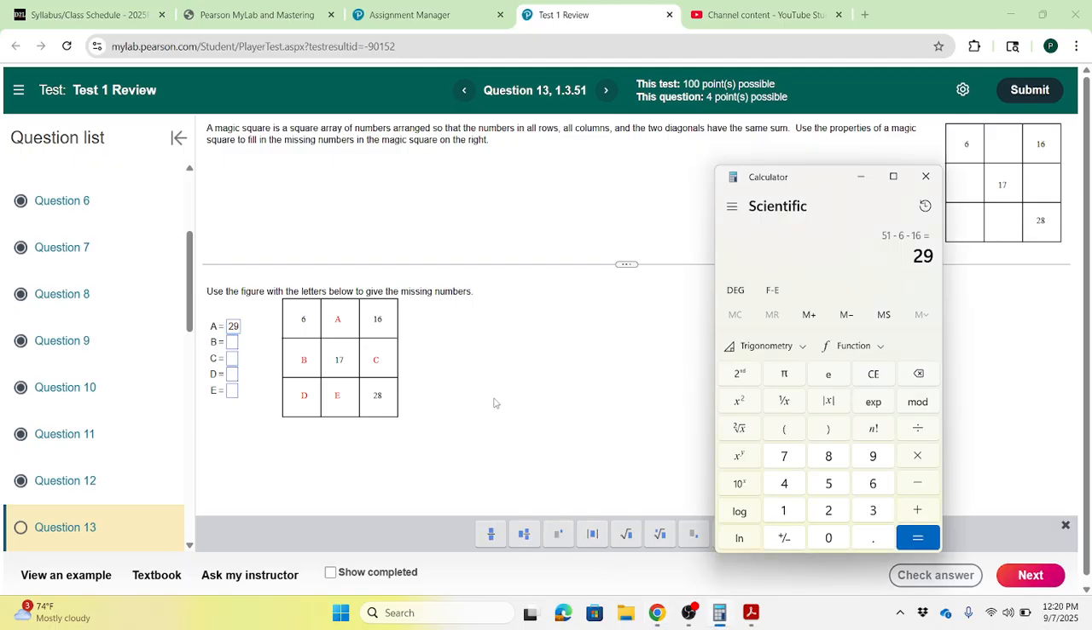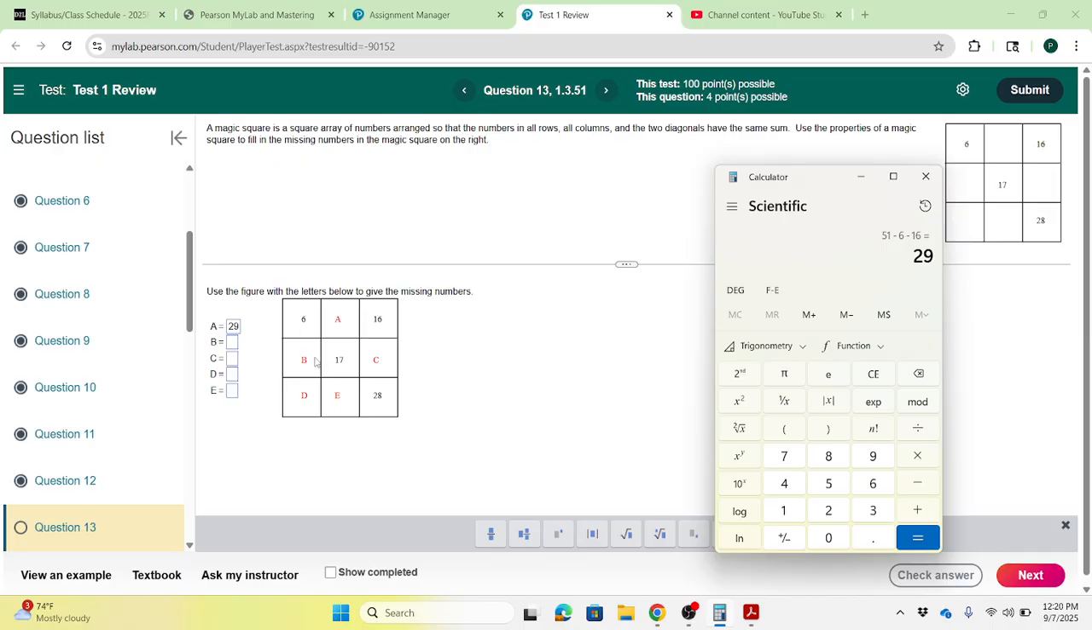Okay, and let's go further. After finding the a, remember the middle column has to be 51 again. So you already have a, which is 29. You have 17. To find the e, again you have to subtract 29 and 17 from 51.